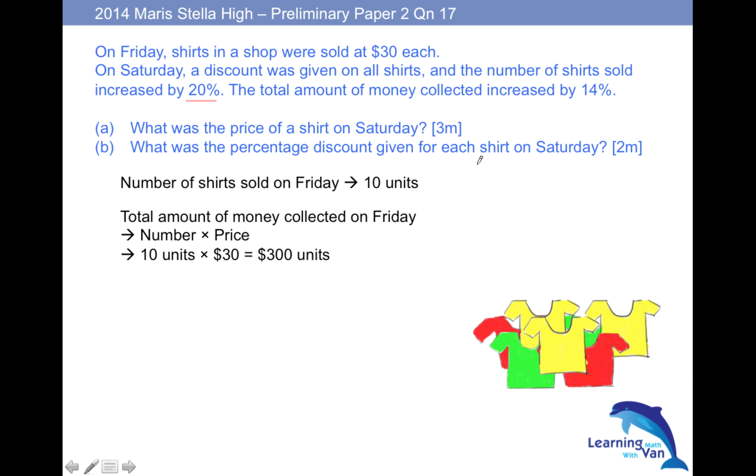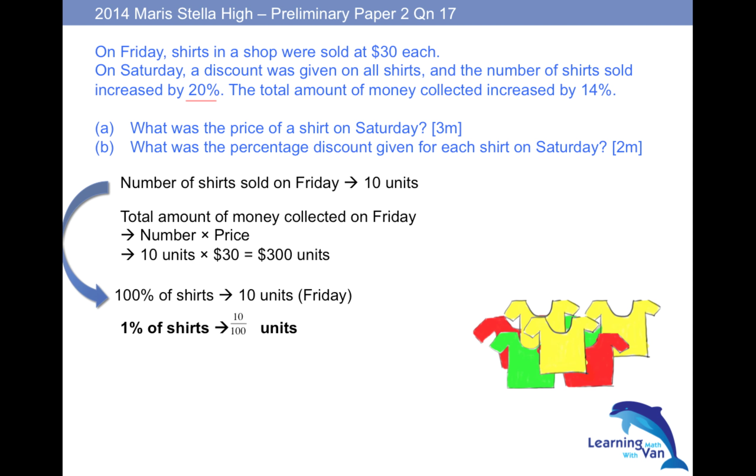Since we know the number of shirts sold on Friday, we should know the number of shirts sold on Saturday. Like what I said just now, in the example before, with respect to Friday, the number of shirts sold on Saturday must be 20 plus 100, because Friday is your base, is your 100%, and 20 plus 100 will be 120%. So 100% of the shirts is 10 units. So reduce it to 1%.